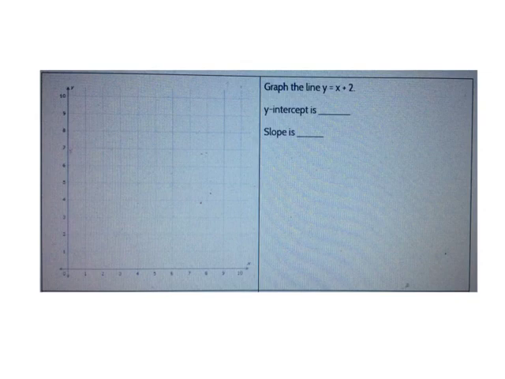Y equals x plus 2. What's the y-intercept here? It's 2. In this case, the slope is 1, because 1 times x is x. What's the first point that I could graph? It's 0, 2.